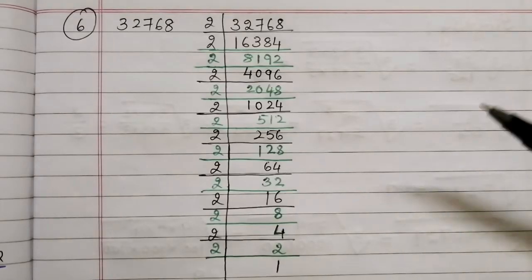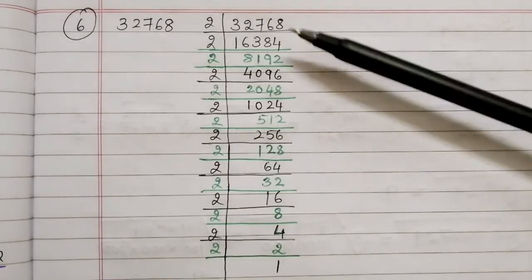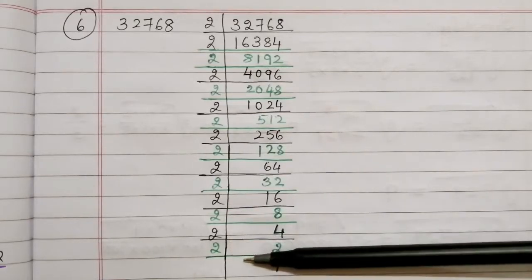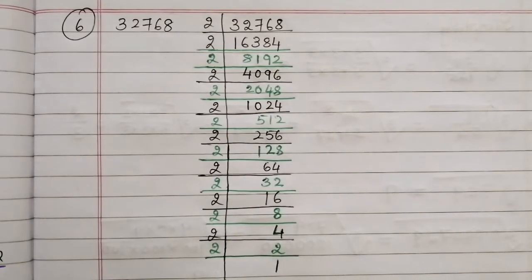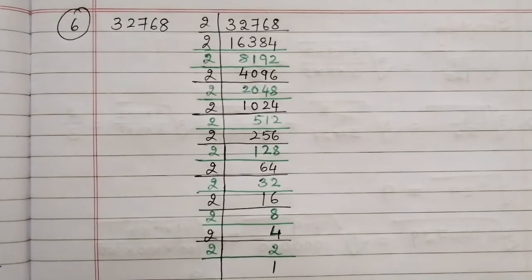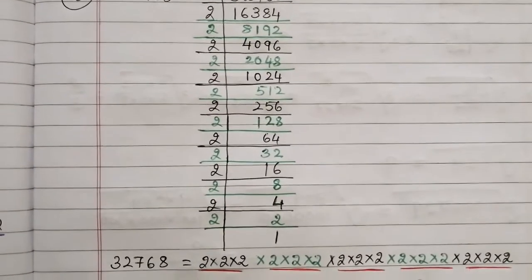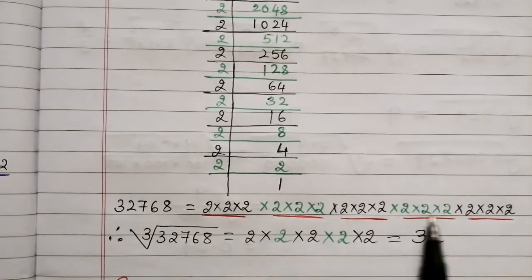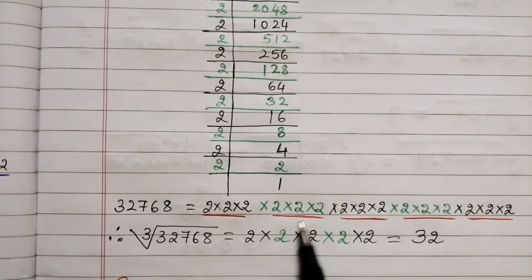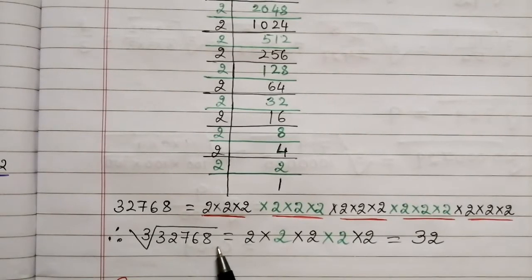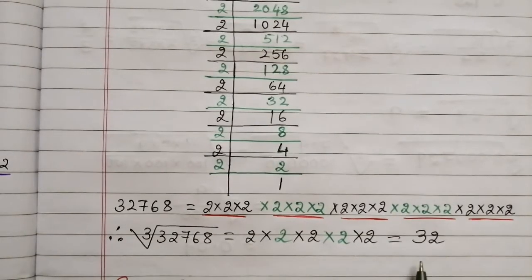Now the sixth sum is a little bit lengthy. But when you factorize, you will always get the factor 2. You can have a look at this. So now you will get the factors in this manner. Make the group of 3. So cube root of 32,768, you will get 5 times 2 multiplication. So that is equal to 32.